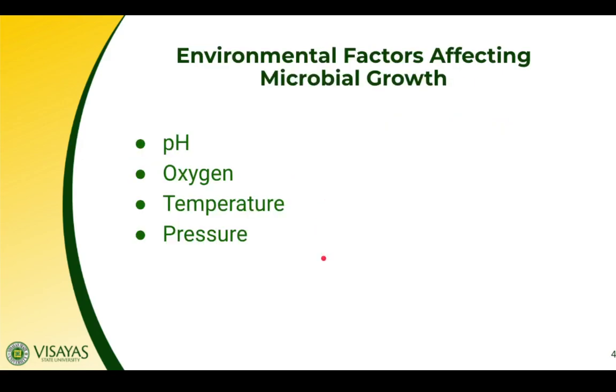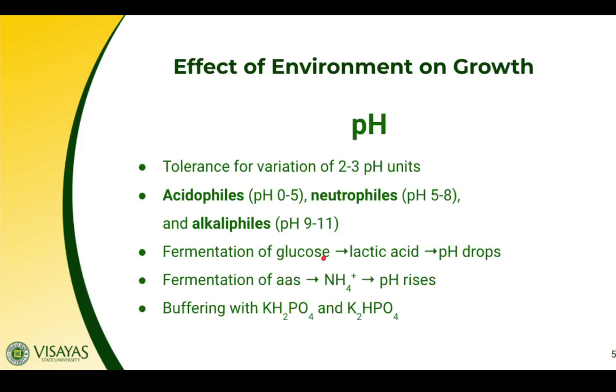The environmental factors that are important and affect microbial growth are pH, oxygen, temperature, and pressure. Microorganisms have tolerance for variation of 2 to 3 pH units. Now, there are three groups of microorganisms based on their pH requirements: acidophiles, neutrophiles, and alkaliphiles. Acidophiles are those that could tolerate pH 0 to 5, meaning these are very acidic environments.